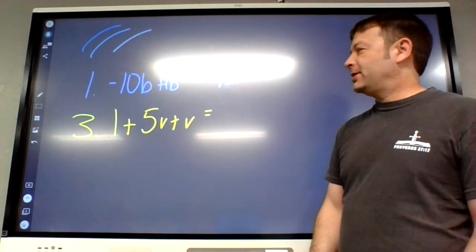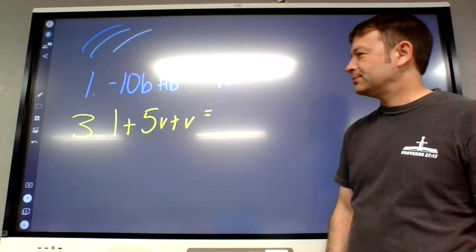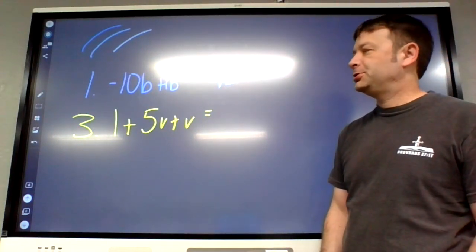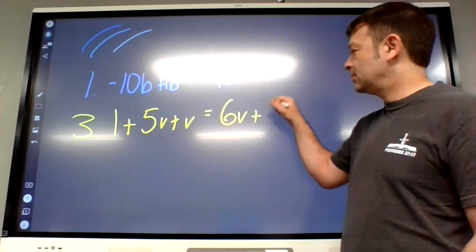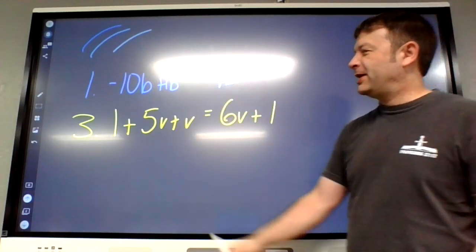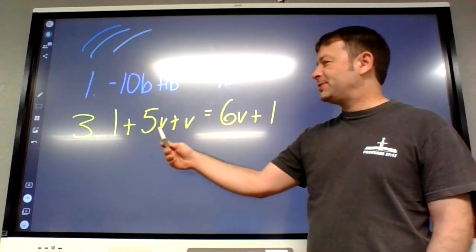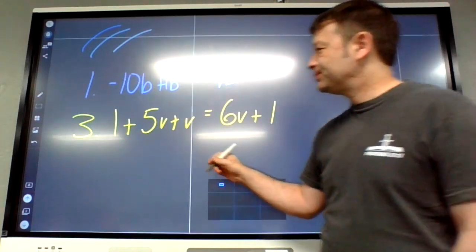All right, Savannah. Okay, so you combine the 5b and the b, which would be 6b, and then you just put plus 1. And would that be the same as 1 plus 6b? Yep, it would.